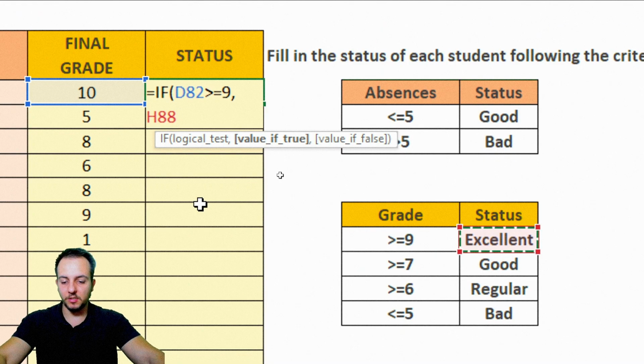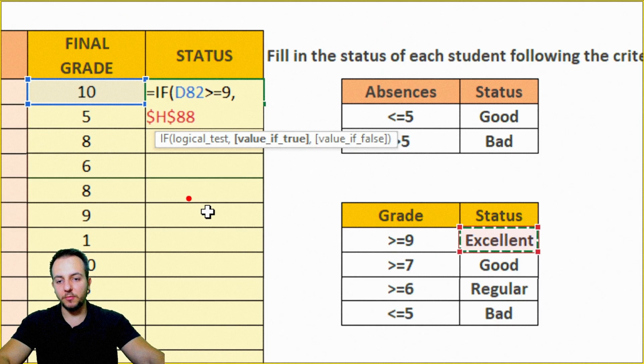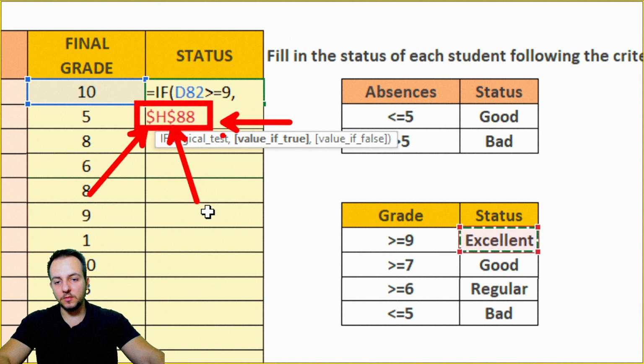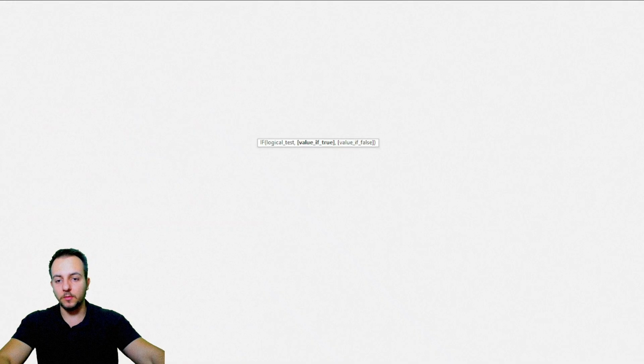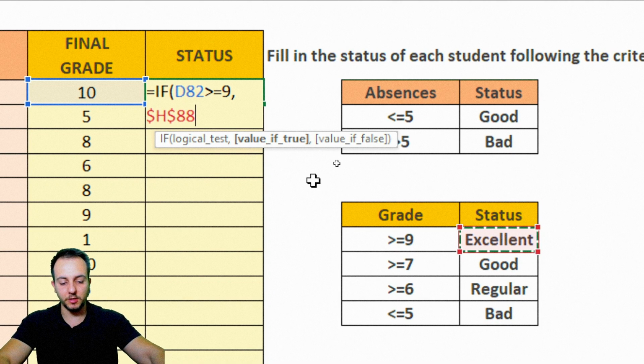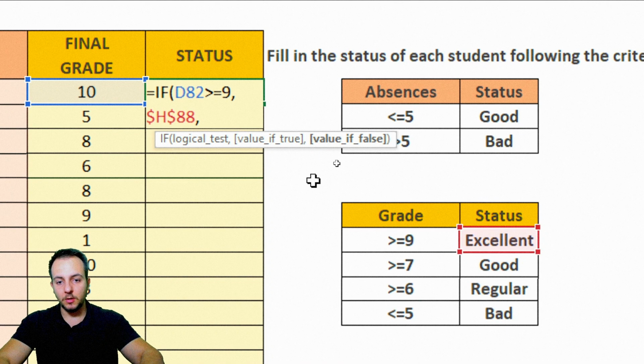Now I can press here the F4 key. Why should I press the F4 key? To add this dollar sign just before the letter and just before the number. Because when you press the F4 key and add this dollar sign, you make sure this cell that you just selected is going to be fixed in position, okay? It's not going to follow along when you drag down. So this is why we need to press the F4 key to lock the reference, comma.